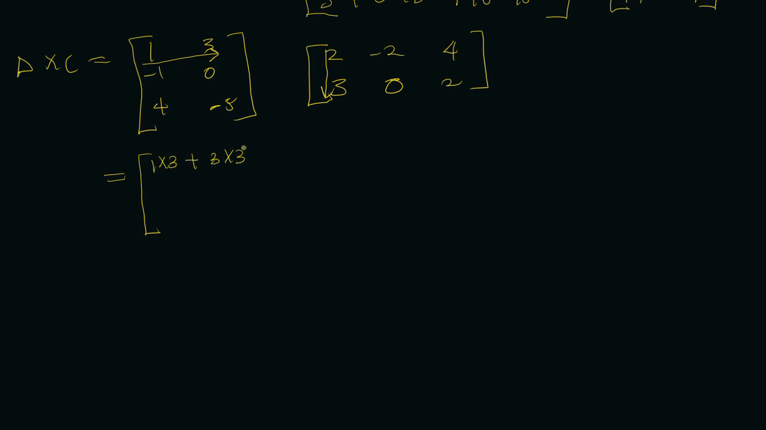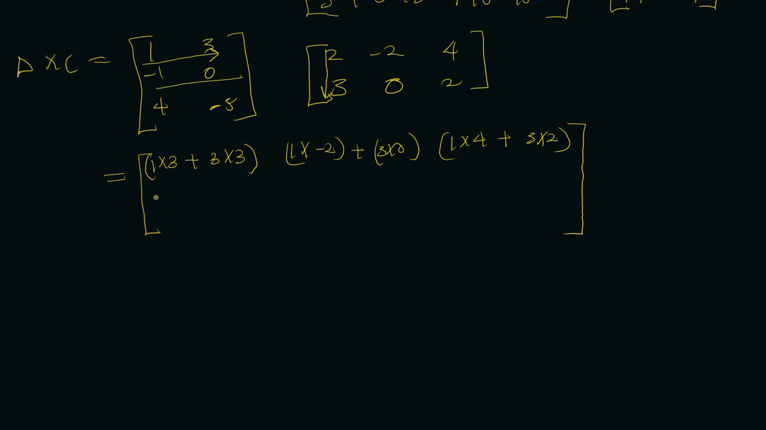3 times 3. This is the first one, right? 1 times minus 2 plus what? 3 times 0. And this is it. And we'll have 1 times 4 plus what? 3 times 2. We have this. You seeing it now? So we go for the second one again.